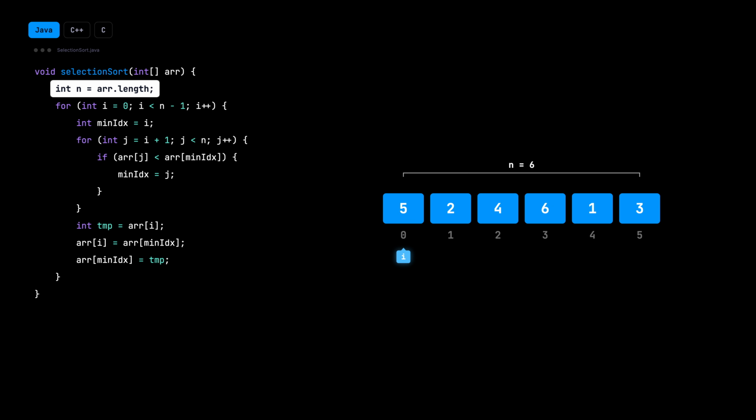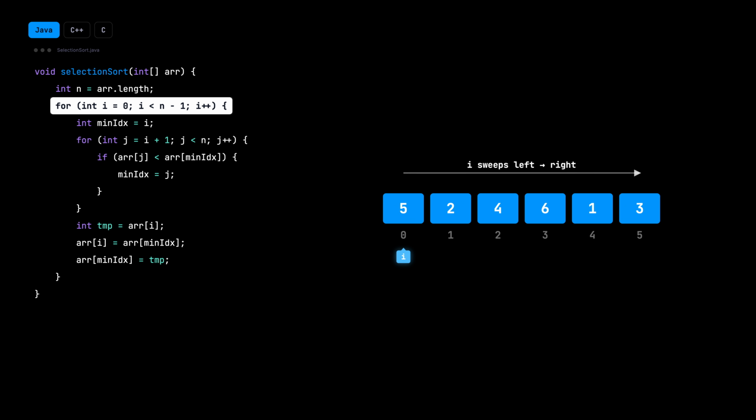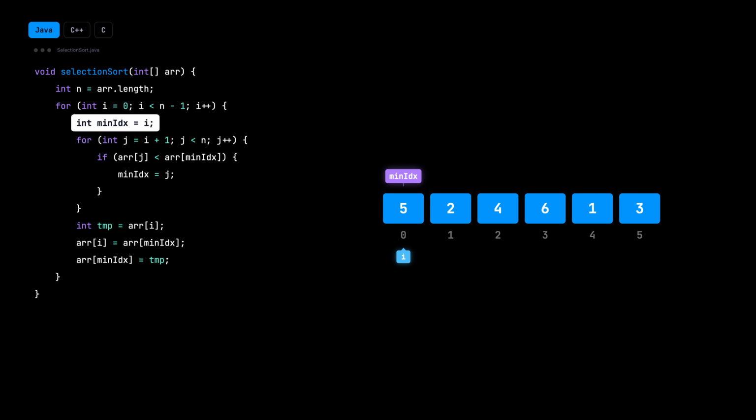First, n. That's just the length of the array, how many elements we have to sort. The outer loop. i walks from the front. Everything to the left of i is already sorted and locked in place. At the start of every pass, we assume the element at position i is the smallest. So min_idx starts at i.